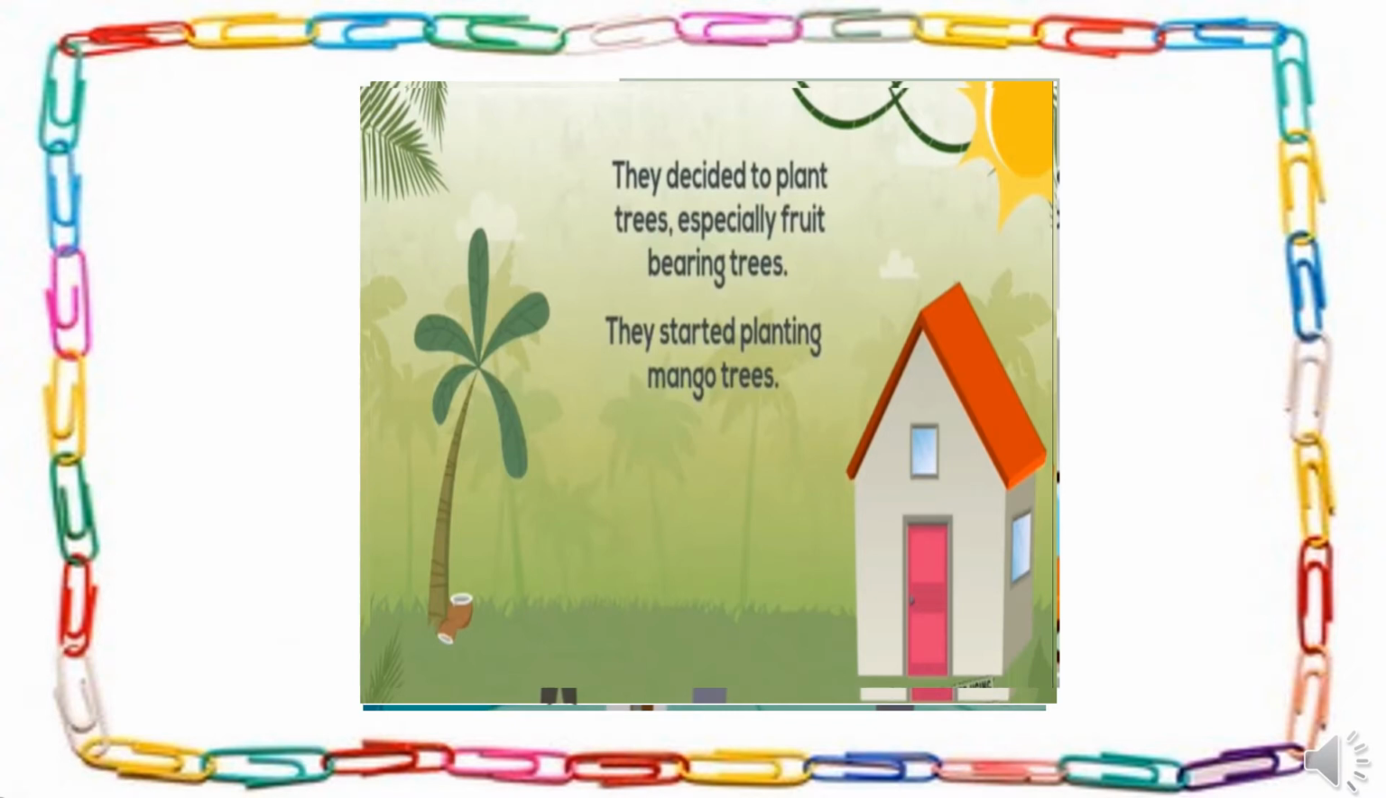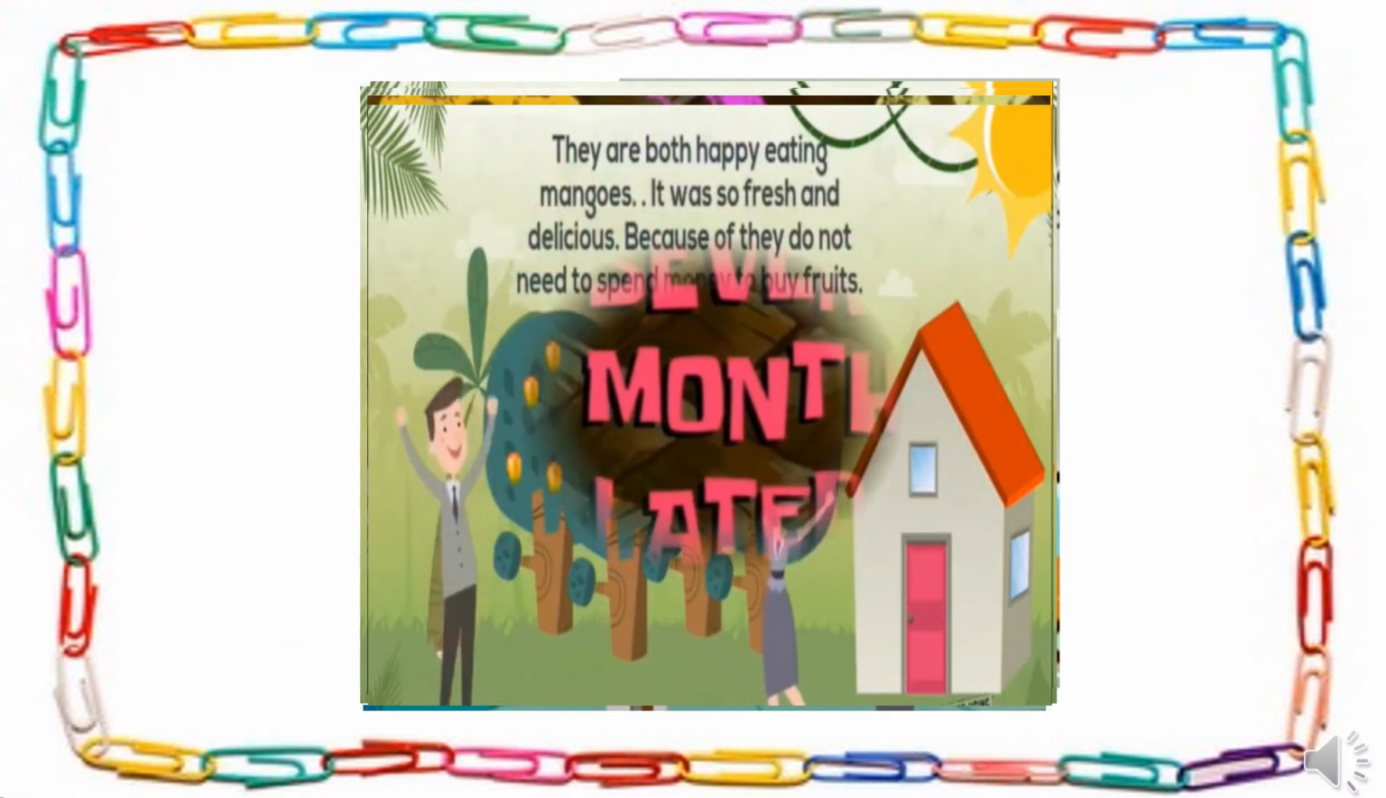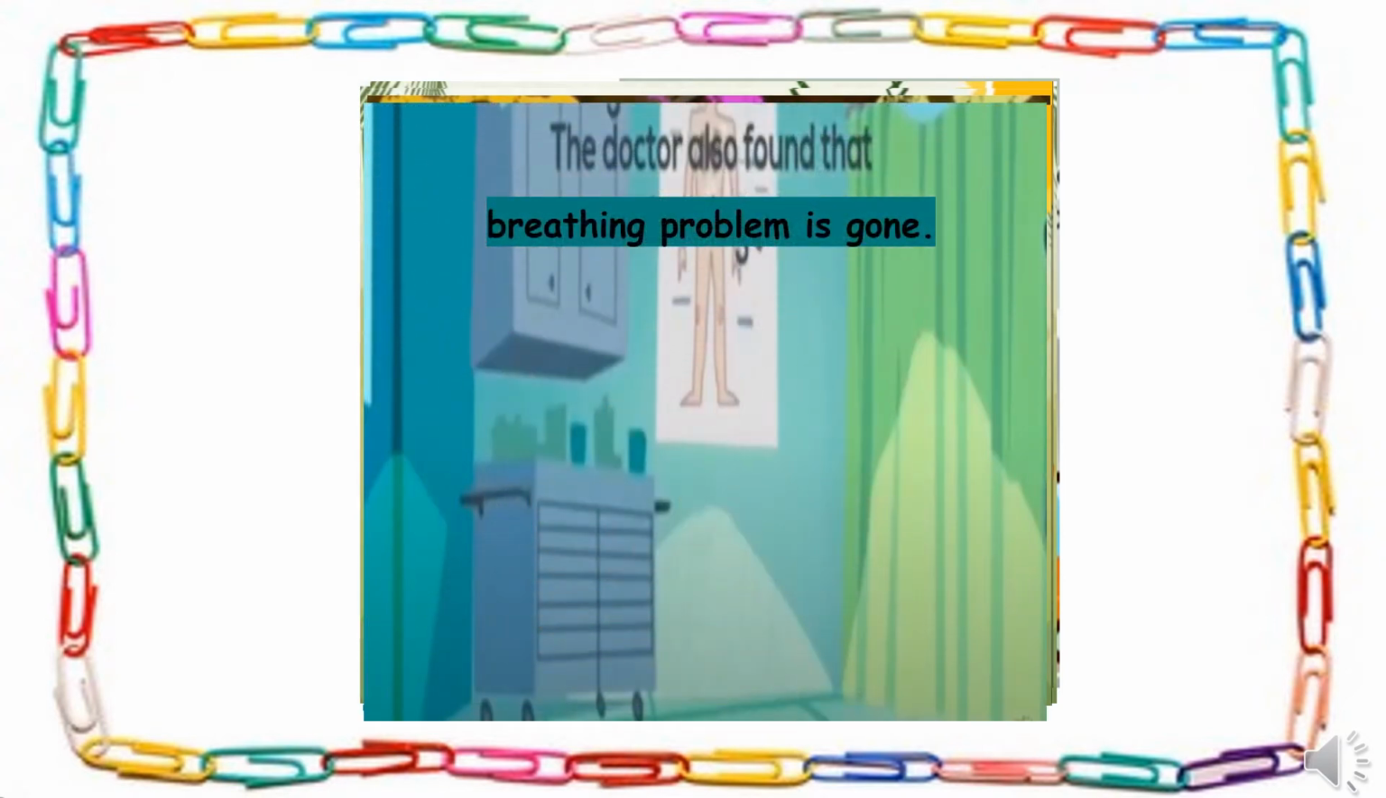They started planting mango trees. They took care of it and watered it every day. They also put organic fertilizer. Several months later, they are both happy eating mangoes. It was so fresh and delicious because they do not need to spend money to buy fruits. The doctor also found that the breathing problem is gone.